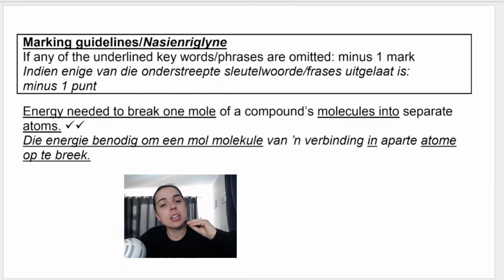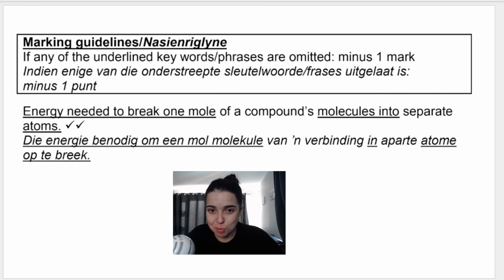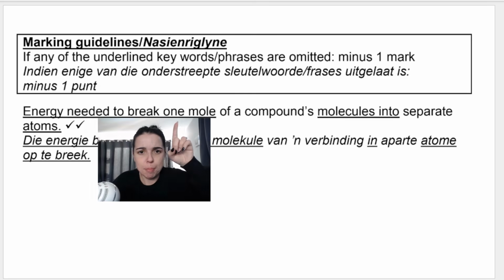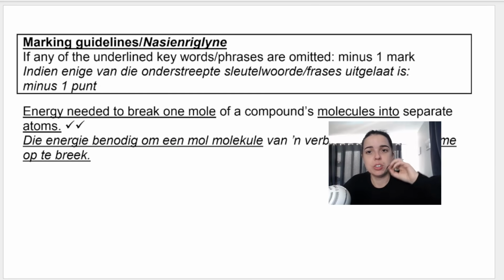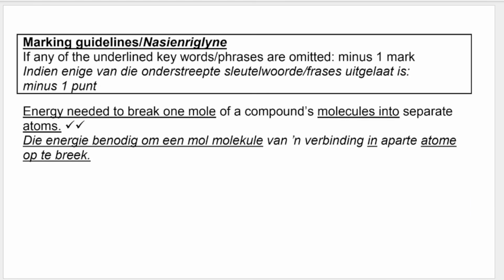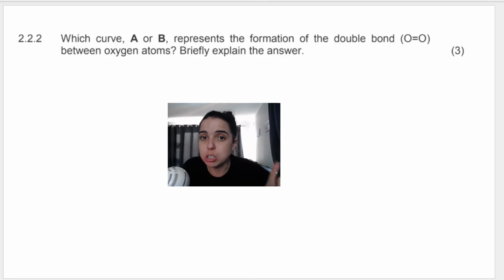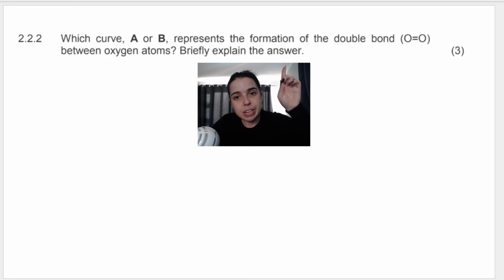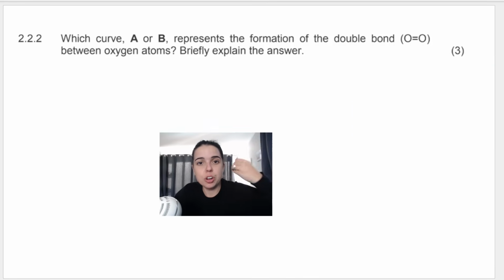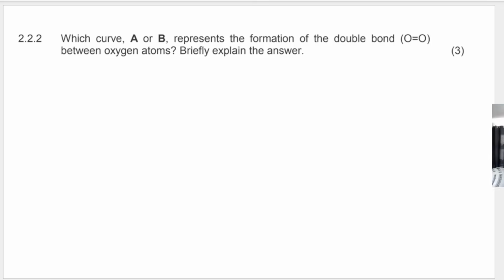If any of the underlined words are omitted, so if you leave it out, you minus 1 mark. So if you don't say per mole or 1 mole, and if you don't say into separate atoms, you lose 2 marks, you get 0. Now 2.2.2 says which curve A or B represents the formation of a double bond between oxygen atoms. Briefly explain the answer, 3 marks. So saying A or B will get you 1 mark, and then explaining will get you the last 2 marks.